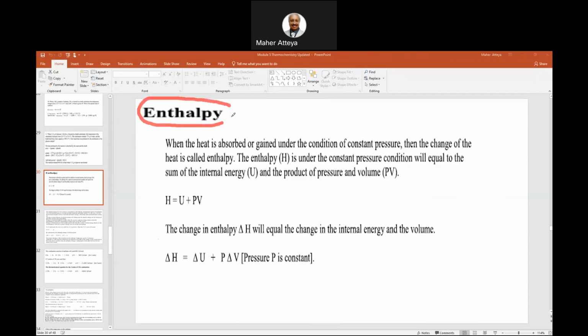Definition: enthalpy. Well, enthalpy is really this, H. What is enthalpy? You see here, all of this is the same thing. Q, H, and E. All these symbols are used for heat.